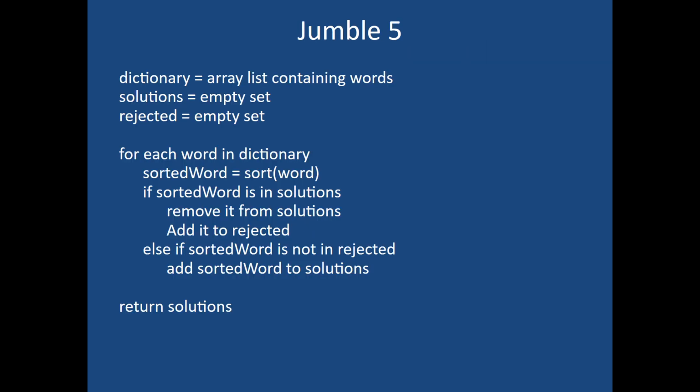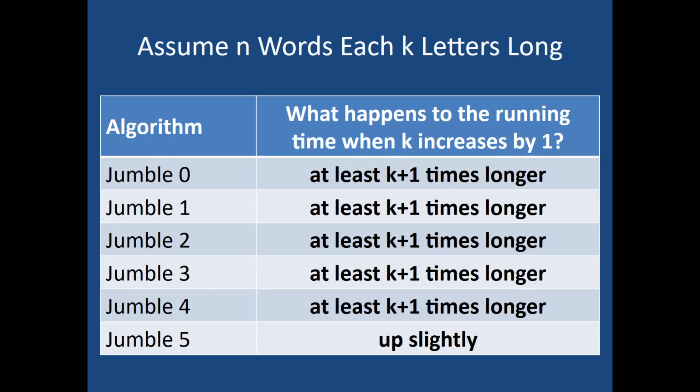What about here, though? There are no permutations. So what happens to slow this program down as K increases? Sorting's more expensive, but only very slightly. You go from K log K to K plus 1 log K plus 1. It's almost negligible. And actually the lookups can be slightly more expensive just because the keys are longer. So it goes up slightly, but it doesn't make much difference.